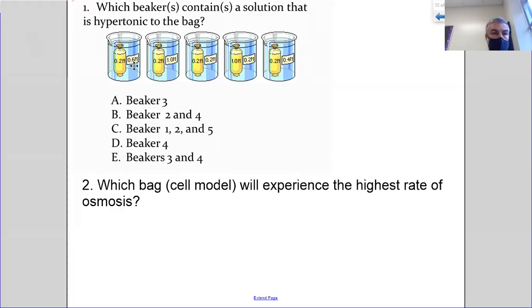Well, 0.2 and 0.6 is a difference of 0.4. That's a possibility. 0.2 and 0.1 is a difference of 0.1, that's smaller than that, so that's not going to work. 0.2 and 0.2, there's no difference. 1 and 0.2, whoa, that's a big difference. That is actually 0.8 difference. That's 1 whole mole, not 0.1 moles.